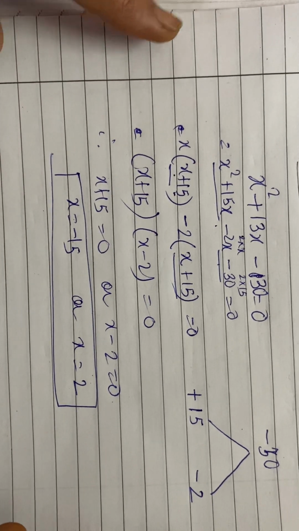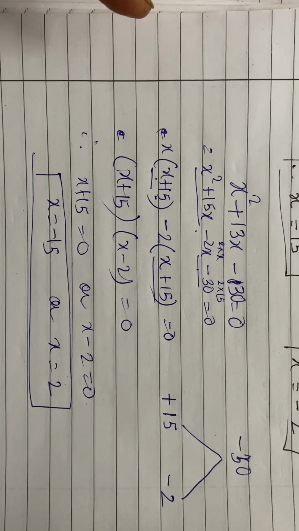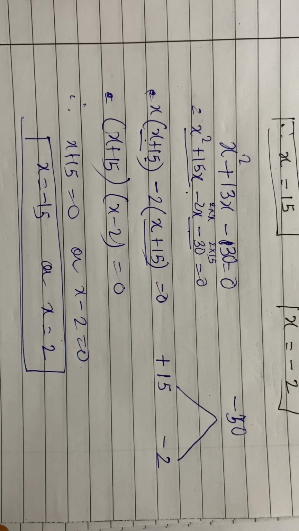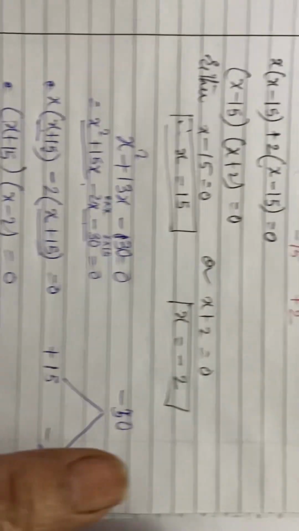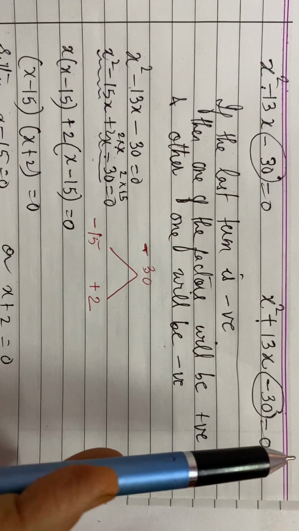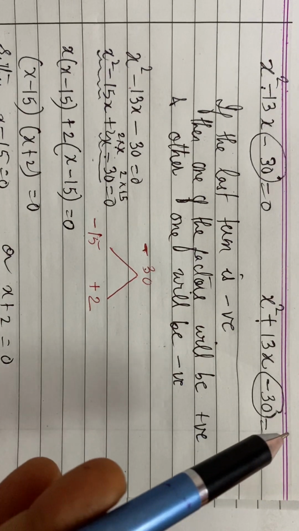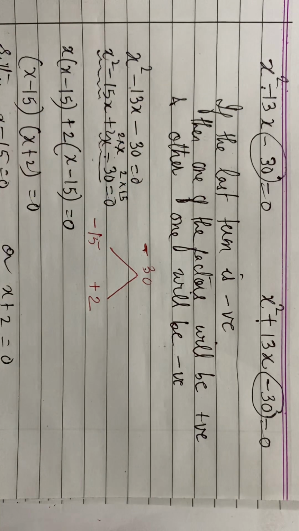So I have explained you the method of factorizing, or splitting the middle term, by looking into the sign of the last term. Remember, if the last term is positive, both the factors will be positive or both the factors will be negative. Depending upon the sign of the middle term, you have to decide whether the factors will be positive or negative. Remember, if the last term is negative, then one of the factors of the last term will be positive, another one will be negative. Which one will be positive or negative depends upon the sign of the middle term. And the bigger factor should have the sign of the middle term.